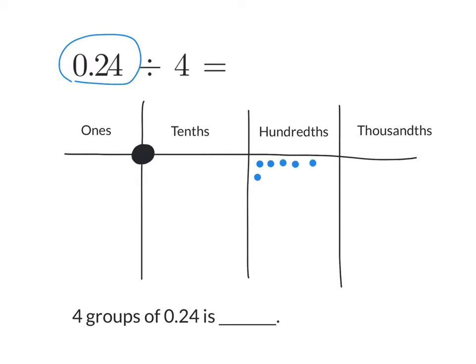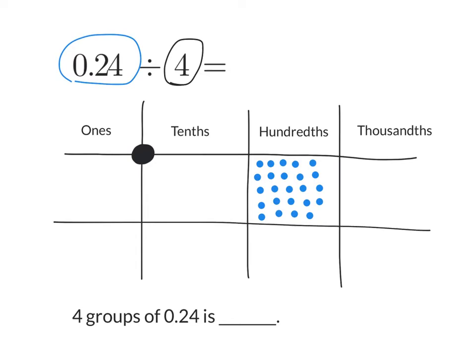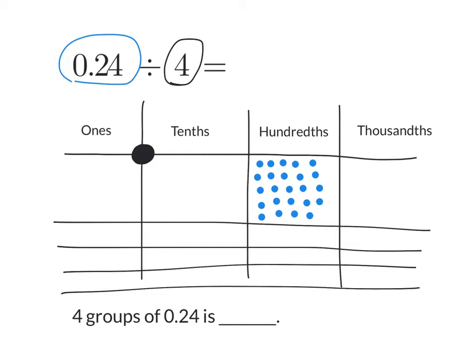Go ahead and do that. 1, 2, 3, 4, 5, 6, 7, 8, 9, 10, 11, 12, 13, 14, 15, 16, 17, 18, 19, 20, 21, 22, 23, 24. How many groups are we trying to divide it into? 4. So go ahead and draw yourself 4 spaces to divide. So there's my first space. There's my second one, 3 and 4.